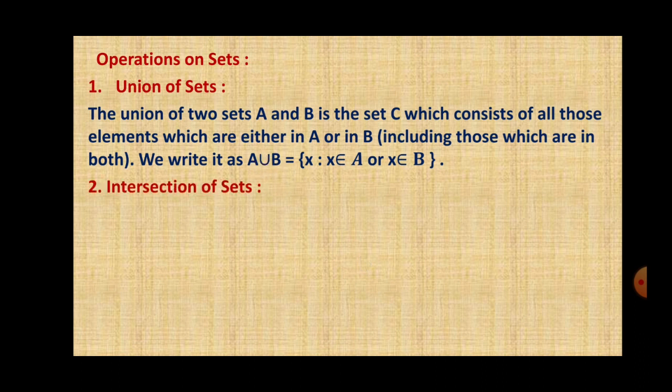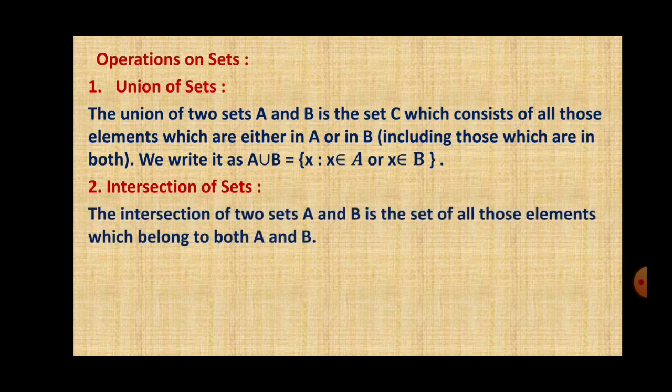The next one is intersection of sets. The intersection of two sets A and B is a set of all those elements which belong to both A and B. We write it as A intersection B equal to {x : x belongs to A and x belongs to B}.